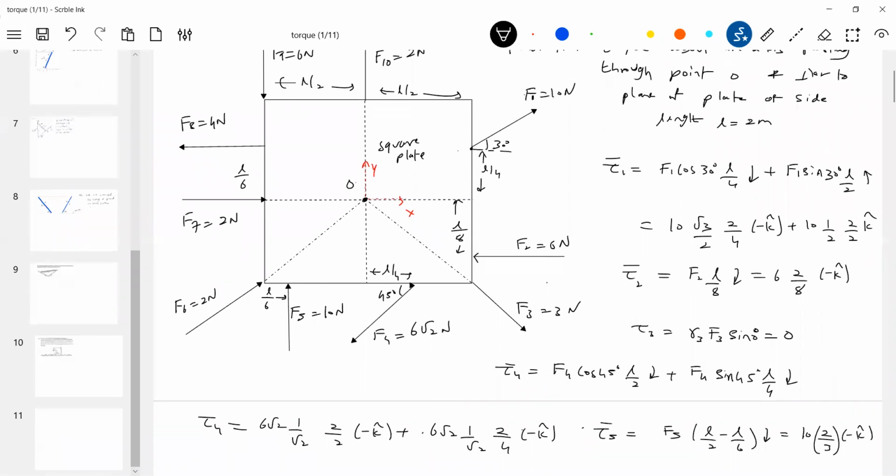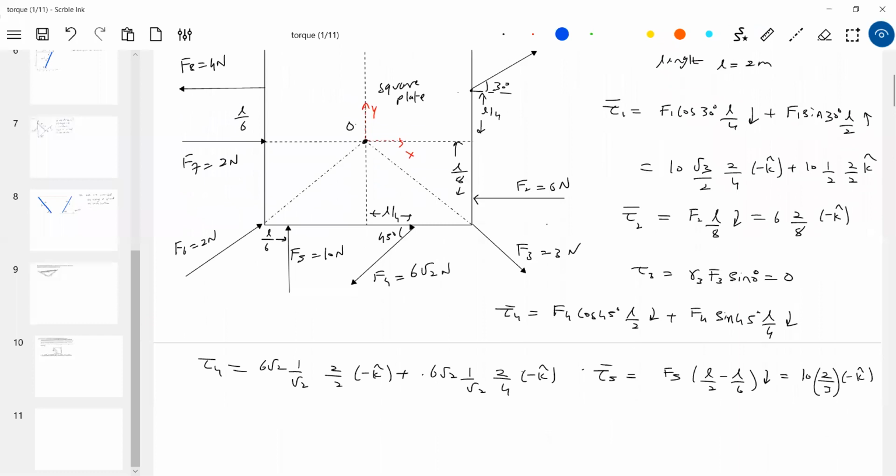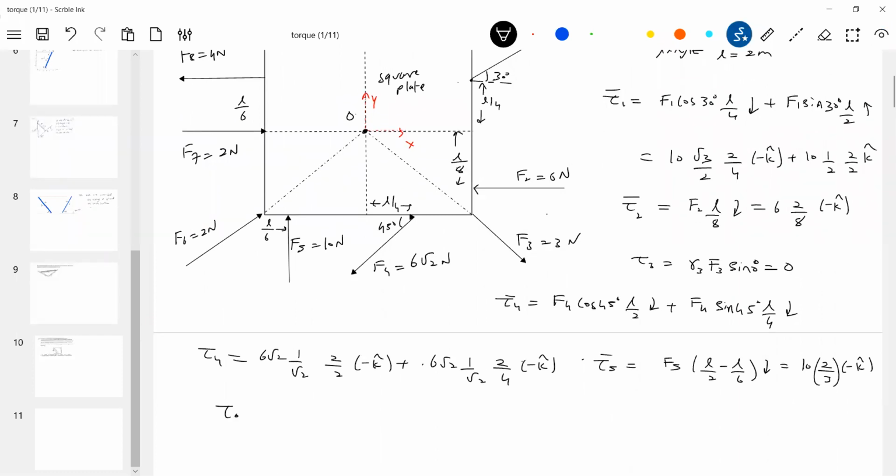Torque due to F6 will be 0, no? Any problem with that? R6 bar and F6 bar, how are they? They are anti-parallel, so sine of 180 will be 0. What is the equation we should write? Torque due to force F6 should be F6 R6 sine of 180 degrees, so it will be 0. Torque due to F7, the same thing. It will intersect the axis of rotation. F7 R7 sine of 180 will be 0.